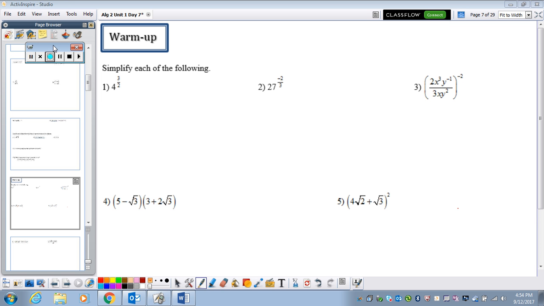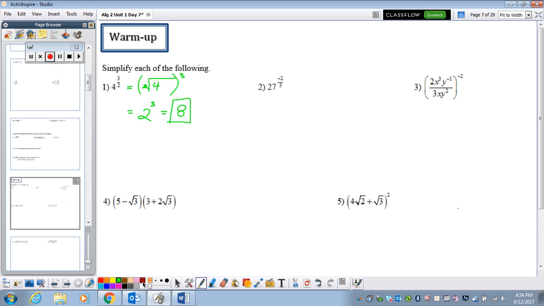4 to the 3 halves. This fractional exponent, what do we do with these fractions? We take the bottom unit and make it the root. So this is the square root, or the regular old root, of 4 to the third power. The square root of 4 is 2, raised to the third power. 2 to the third is 8.